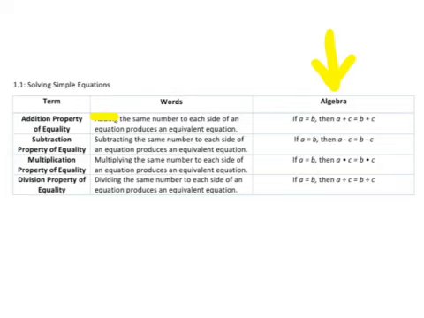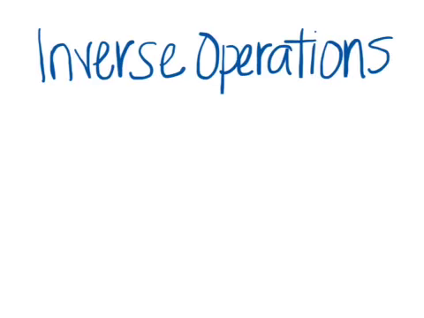This is the same thing that happens with the subtraction property of equality, by subtracting the same number on both sides, the multiplication property of equality, by multiplying the same number on each side, and the division property of equality, by dividing both sides by the same number. It's very important to understand the actual inverse operations. Inverse means opposite, so what we're going to talk about today are the opposite operations.